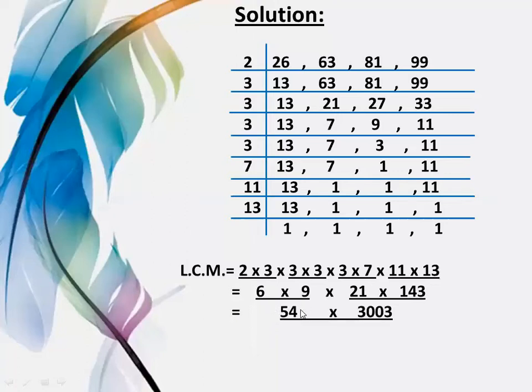So 6 multiplied by 9 will be 54, and 21 multiplied by 143 will be 3003. And after multiplying 54 by 3003, you will get your LCM, that is 162162. My dear students, this is the method that we call LCM by division method, and I have explained this topic in detail in my last lecture.